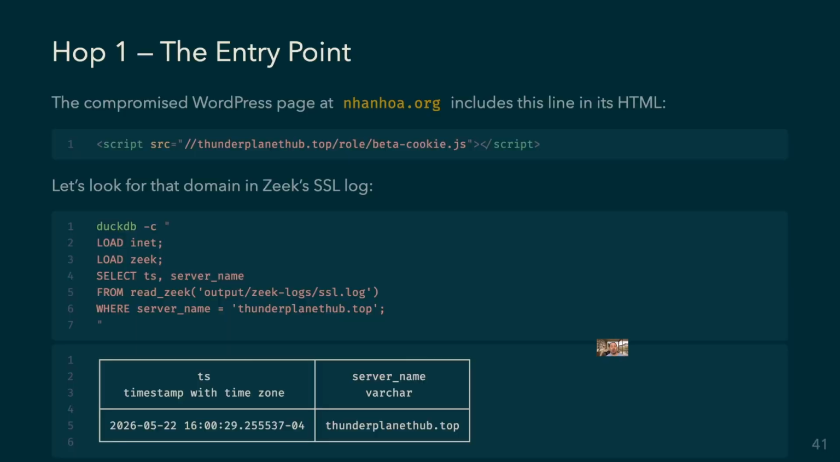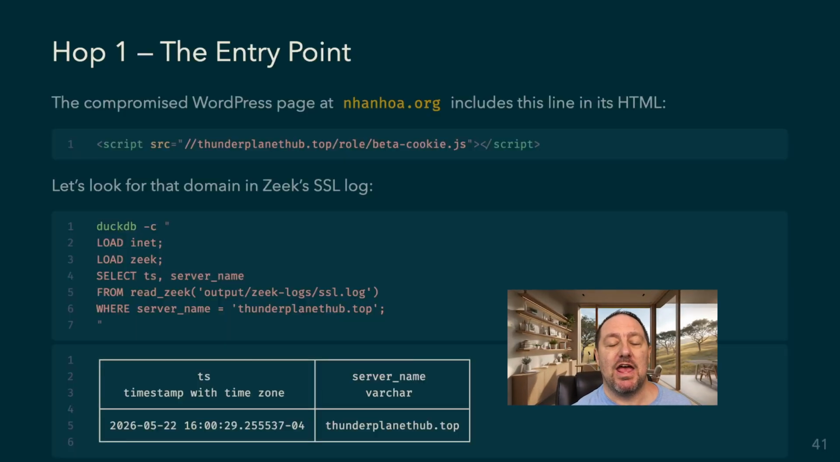Why not? On hop 1, you see here, the URL ends with the words beta cookie. So as in, we're still testing this cookie. It might give you a RAT. Please bear with us. And nothing's as trustworthy as a script named after a half-finished browser feature. So all 3 hops go to thunderplanet.hub.top over HTTPS, and Zeek will only see one connection, and the actual request paths themselves are invisible because they're encrypted inside this HTTPS connection.